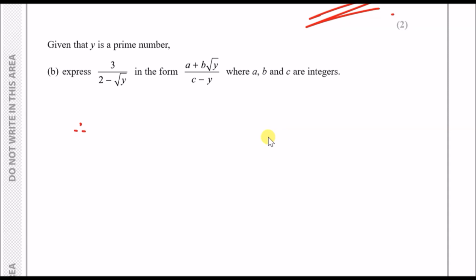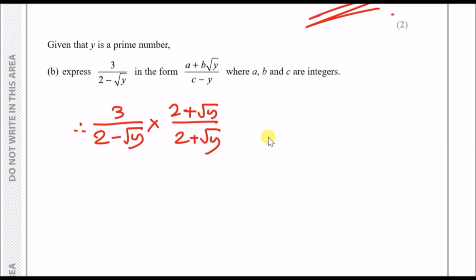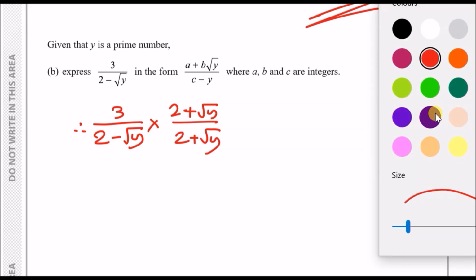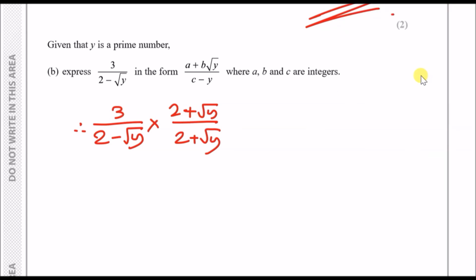So we say, okay, 3 over 2 minus root y has to be multiplied by 2 plus root y over 2 plus root y. The reason behind this is because when you multiply top and bottom by the same term, it's like multiplying by 1, so nothing really changes. Now, let's have a look. So we're going to wrap these in a bracket because you're going to do it term by term. And also wrap this in a bracket. And on the top half, 3 times all of this. 3 times 2 is 6. And 3 times root y is 3 root y.